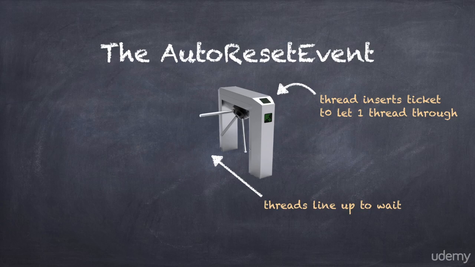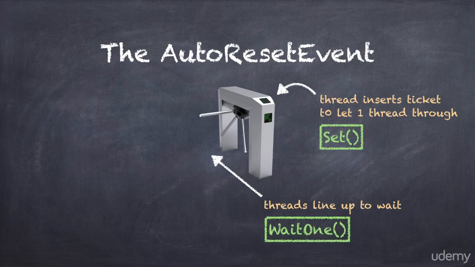A thread lines up behind the turnstile with a call to AutoResetEvent.WaitOne, and a call to AutoResetEvent.Set lets a single thread through. WaitOne and Set can be called from two different threads.